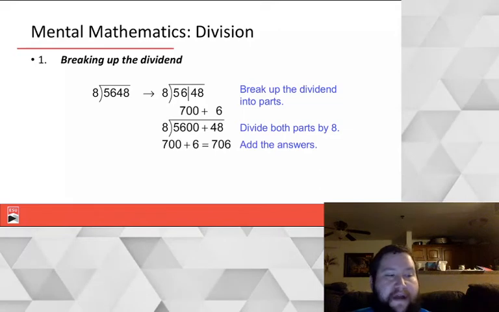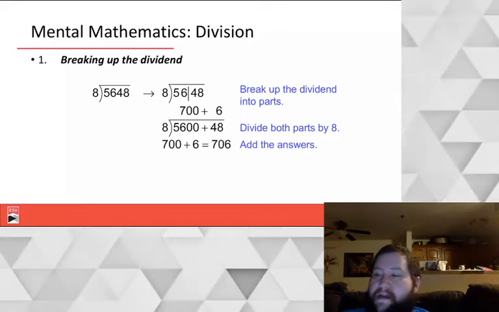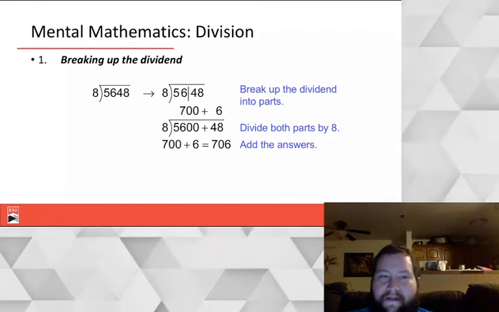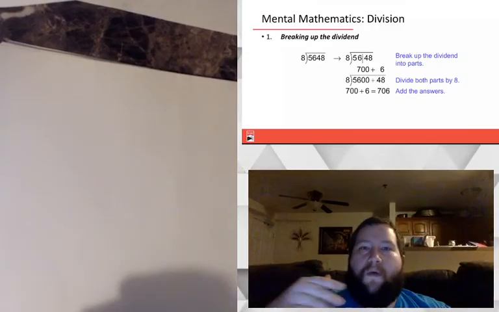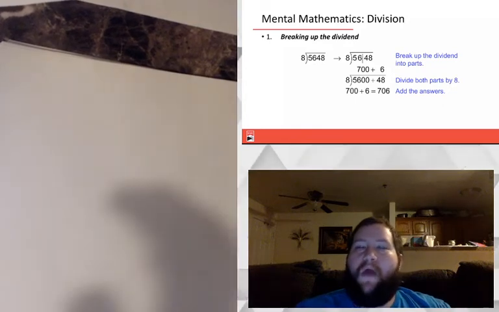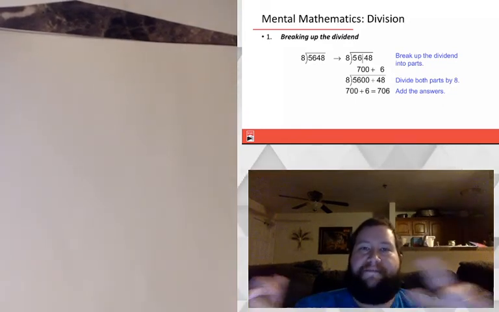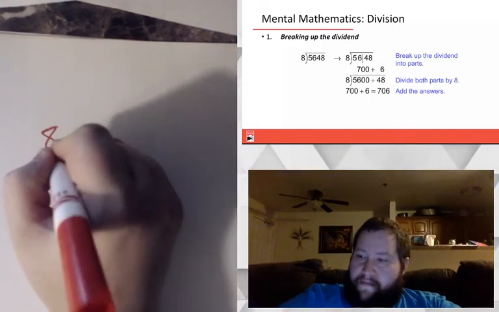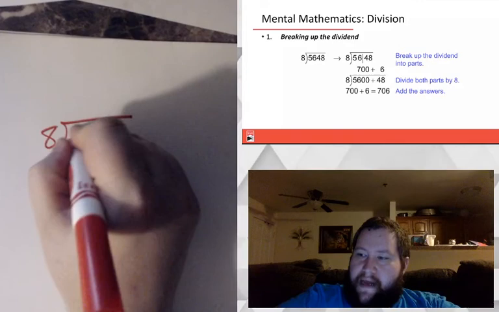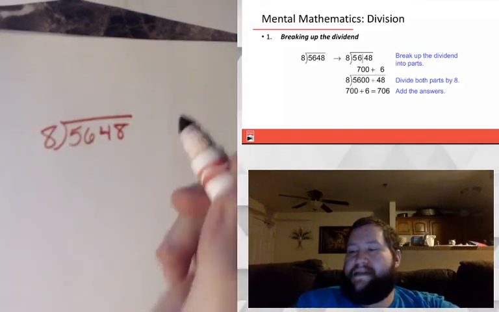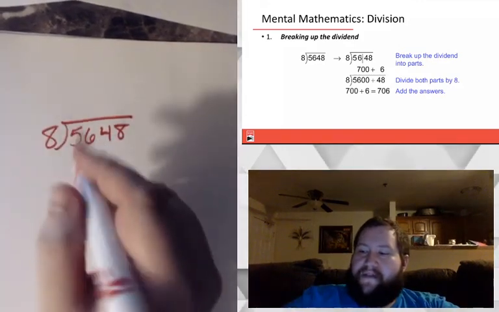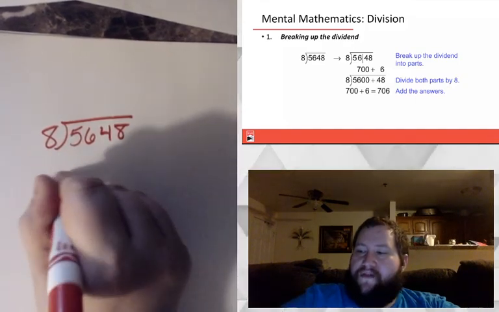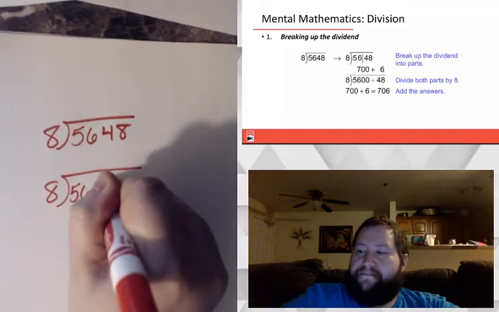So I think when all of these words are already here on the screen, it's hard to see. So if I were doing this by hand, what would this look like? If I were solving this, how would I write this? So if I have 8 divided into 5,648, I'd be like, oh, I see something with that 56. So I'm going to say, well, that's the same as 8 divided into 5600 plus 48.